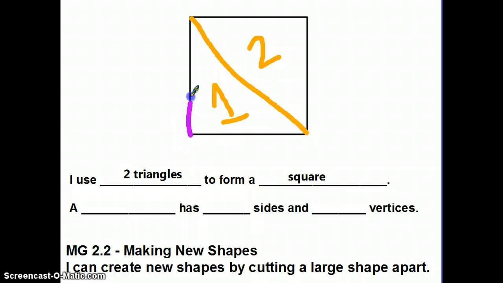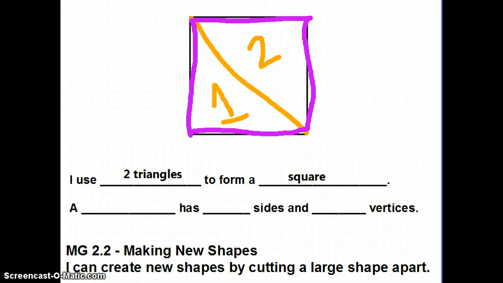So I'm going to say 1, 2, 3, 4. So I have a square has 4 sides, and so let's go back and count my vertex. 1 vertex, 2 vertices, 3, 4. So I have a square has 4 vertices. So right now I use 2 triangles to form a square. A square has 4 sides and 4 vertices.